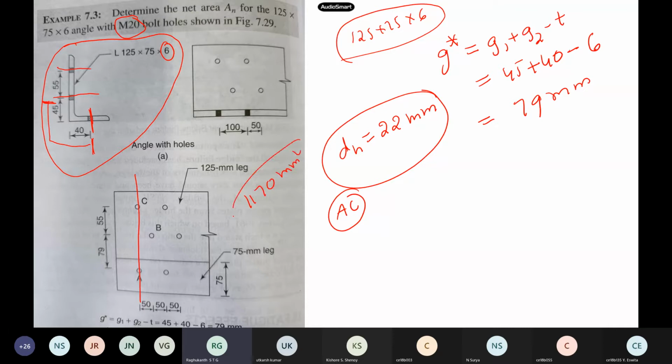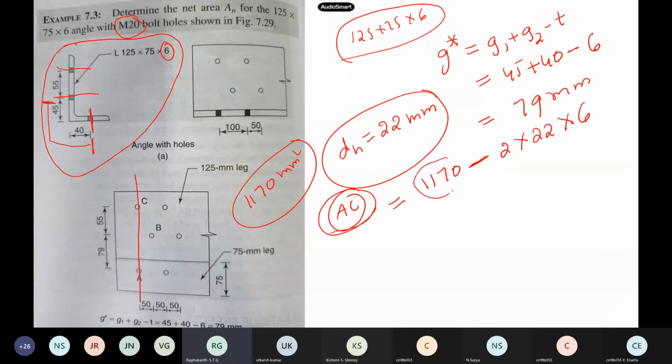Okay, for this section, the net area, if it is failure path AC, this turns out to be 1170. Two holes are there, A and C. So 2 times the diameter of the hole, 22, into 6, that is the thickness. So 6 is already there. Okay, 1170 minus n times d times t, so this turns out to be some 906 mm square.